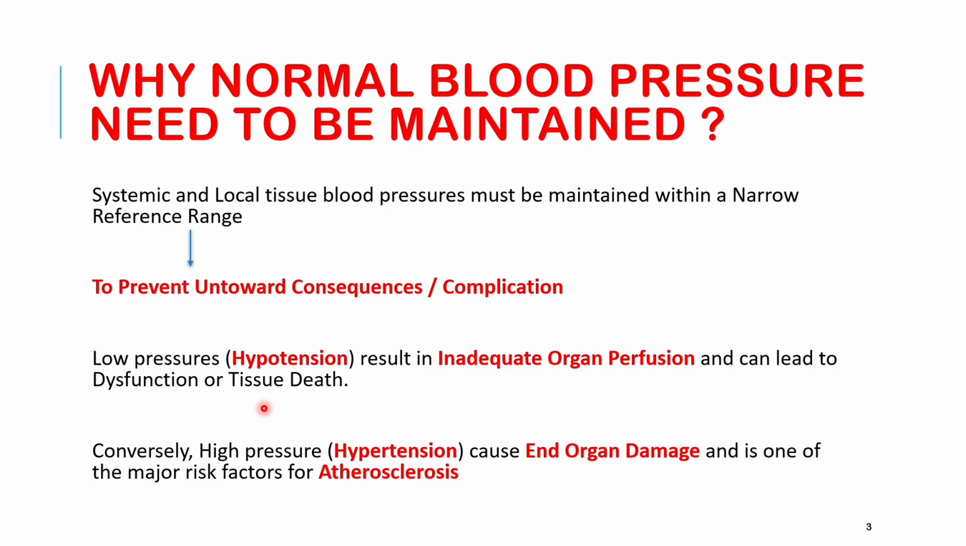So the first question that arises in our mind is why normal blood pressure needs to be maintained. The systemic as well as local tissue blood pressure must be maintained within a narrow reference range, that is 120 by 80, the ideal blood pressure range, to prevent the untoward complications or consequences of hypertension. We want to avoid ischemic heart disease, atherosclerosis, and brain stroke. For that, blood pressure needs to be maintained within the range.